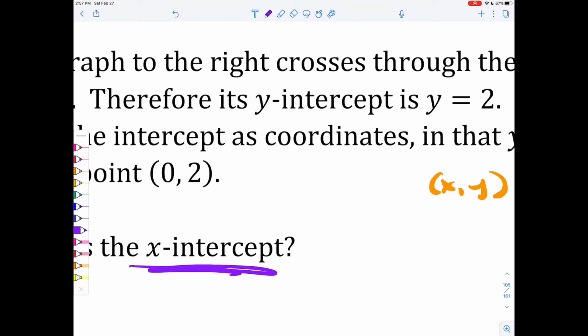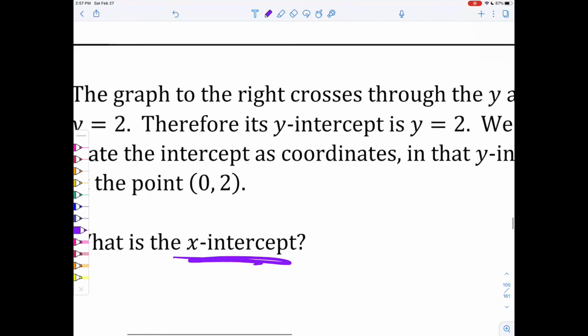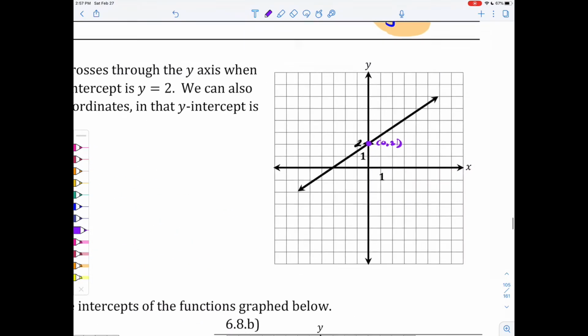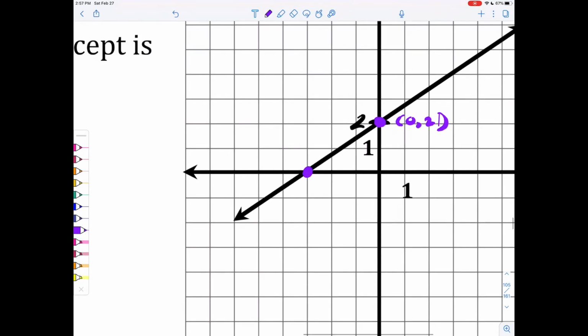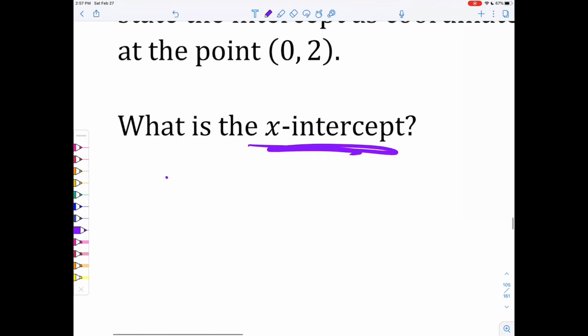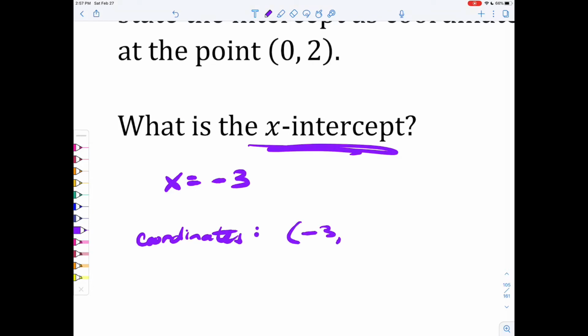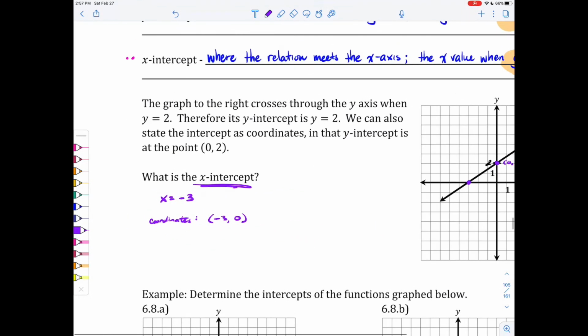Take a moment, see if you can get the x-intercept. See if you can get it as a value, see if you can get it as coordinates. Time's up. Here I go. It happens right here. That's when x is equal to -3. And then as coordinates, we're talking about the point where x is -3 and y is 0. Because we haven't gone up or down at all, we're just sitting right on the axis.